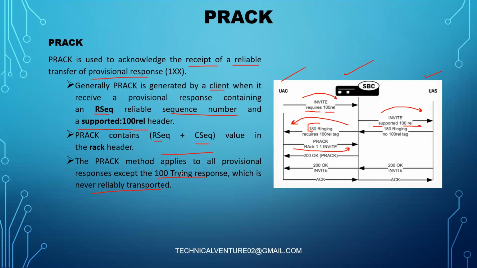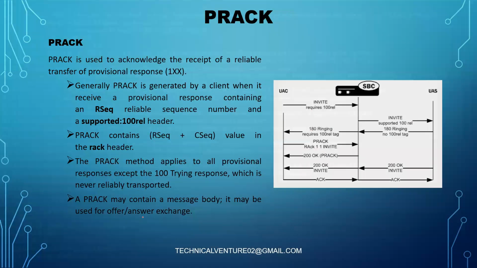There is an option under SIP rel1xx options under the SIP profile. There you can choose Prack for all 1xx messages or Prack for 1xx with SDP. 100 Trying doesn't contain SDP. If you choose Prack for 1xx with SDP, then it will not come for the 100 Trying. But if you choose Prack for all 1xx messages, then there will be a Prack for 100 Trying as well. Prack may contain a message body. It may be used for offer or answer exchange.